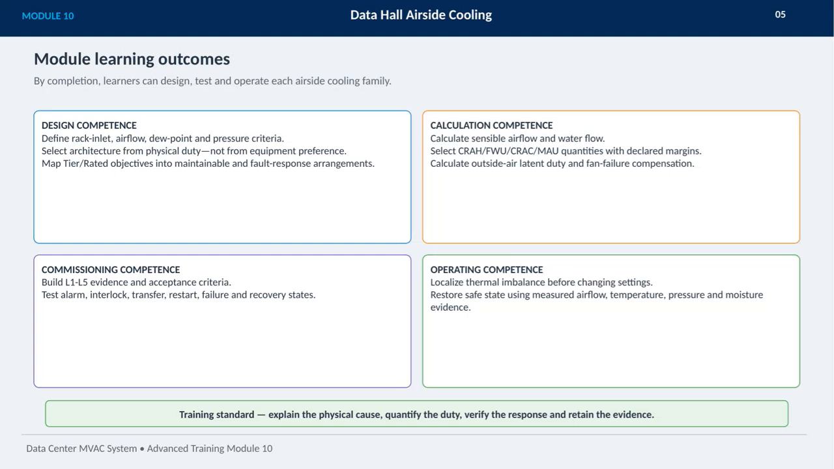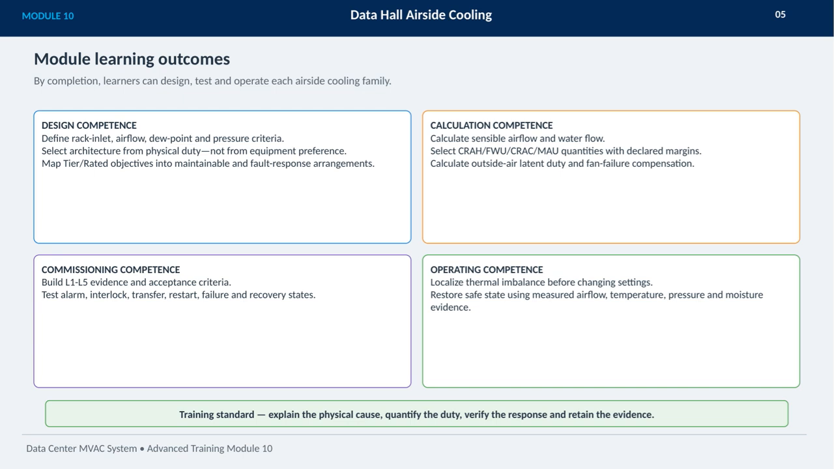In this module, we focus on Hall Airside Cooling, a critical component of data center MVAC systems. By the end, you'll be able to design, test, and operate every family of airside cooling solutions effectively. We start with design competence, where you'll learn to define key parameters like rack inlet conditions, airflow, dew point, and pressure criteria. This helps you select architectures based on actual physical requirements, not just equipment preferences. You will also map tier and rated objectives into maintainable systems that can respond to faults efficiently.